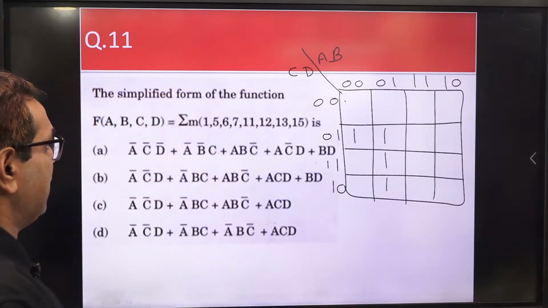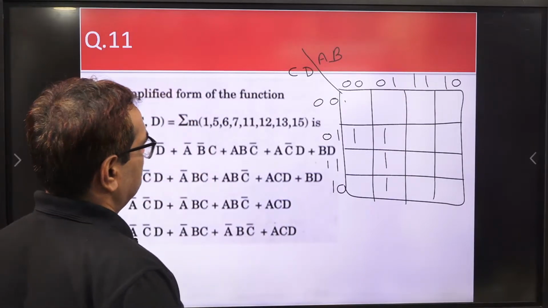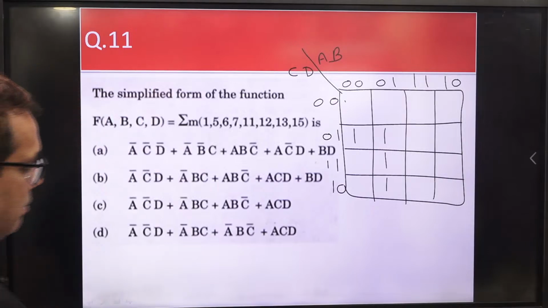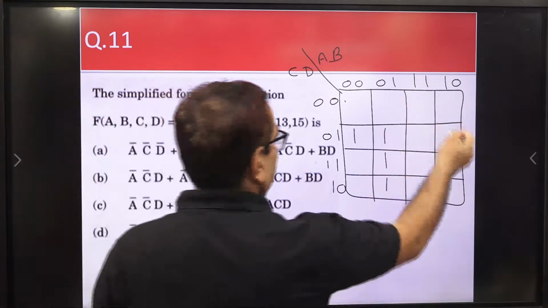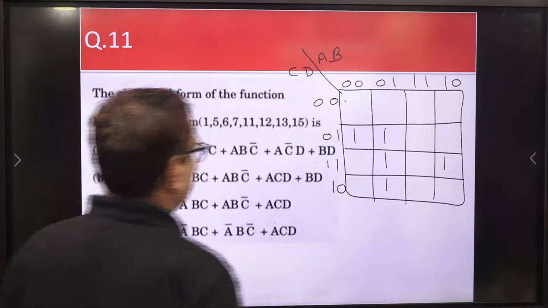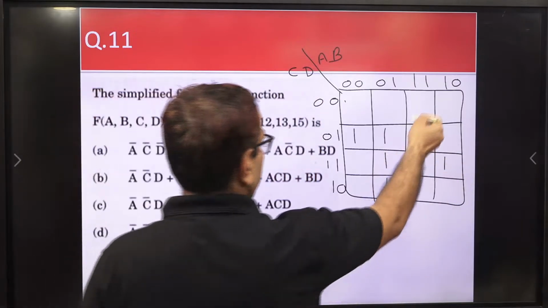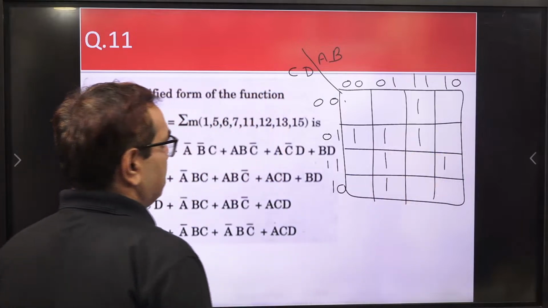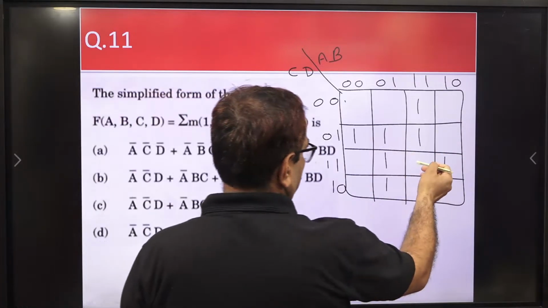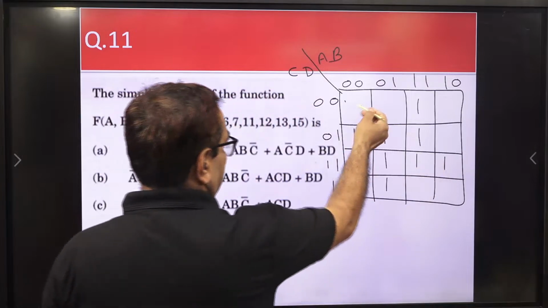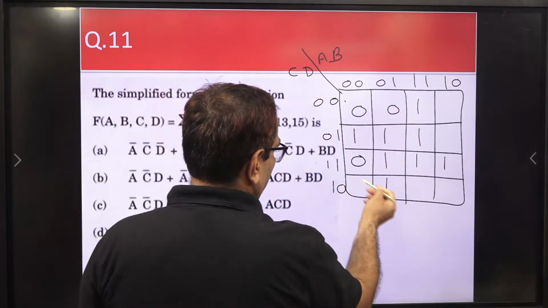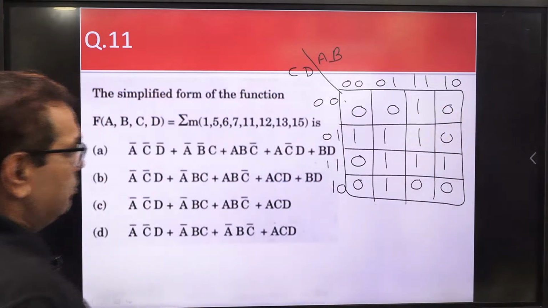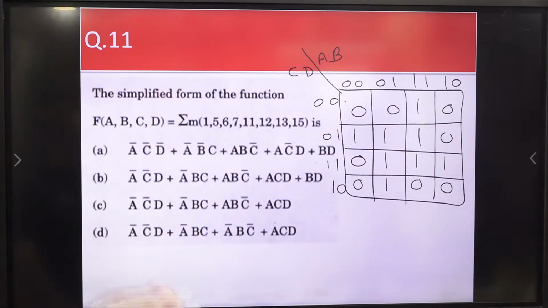Then we have 11. Sorry, 11 means 1, 0, 1, 1. So 1 here. Then 12: 1, 1, 0, 0. 13: 1, 1, 0, 1. And then 15: 1, 1, 1, 1. These are the entries and the remaining all will be zeros. This is a very popular K-map. Whenever we study K-map, we always solve this problem.